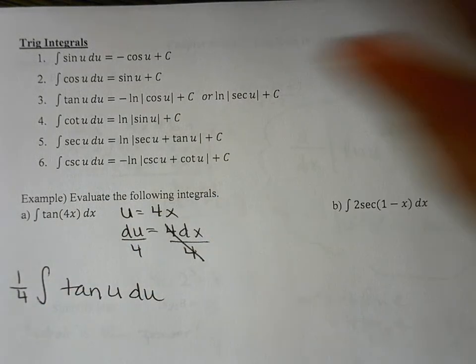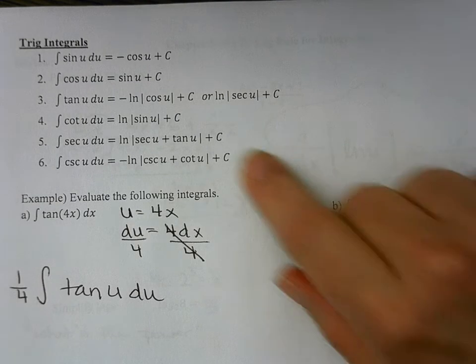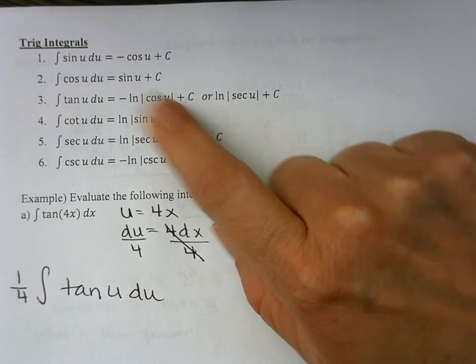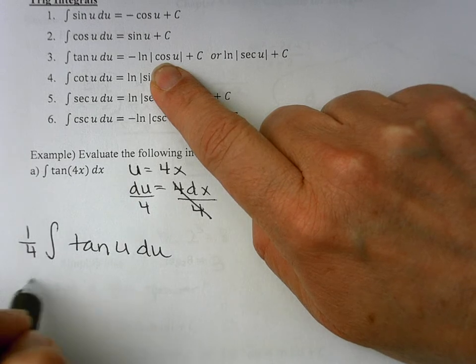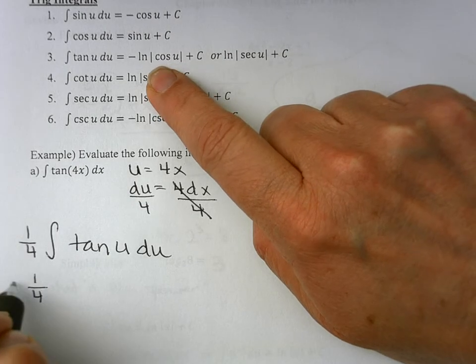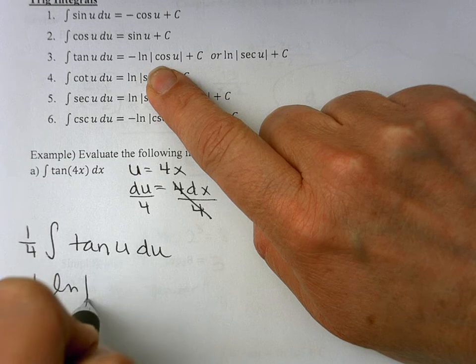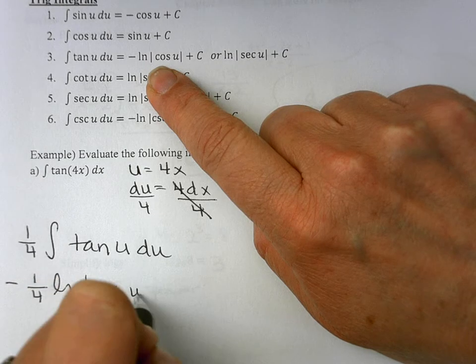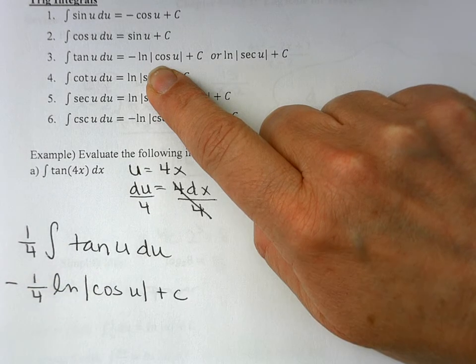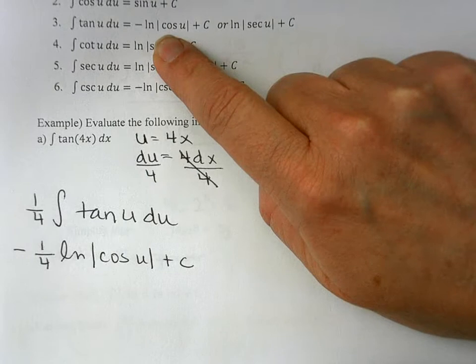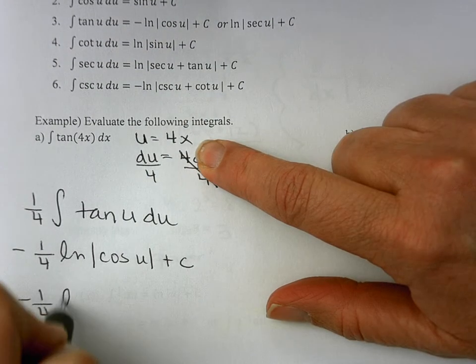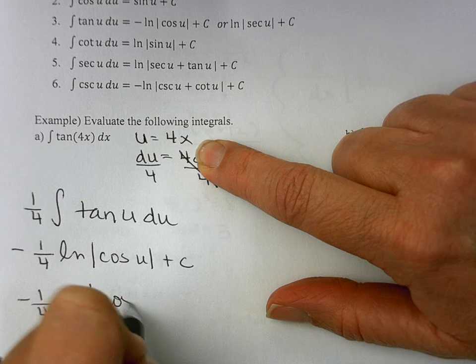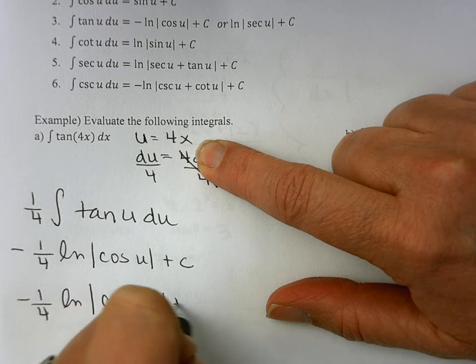That is a little frightening to memorize, and you can eeny, meeny, miny, mo. I'm going to go ahead and pick this one. So then that would be 1/4, and then negative, I'll pull that out front, natural log of the absolute value of the cosine of u plus c. And then go back and substitute, so that u is the same as 4x. And there you have it.